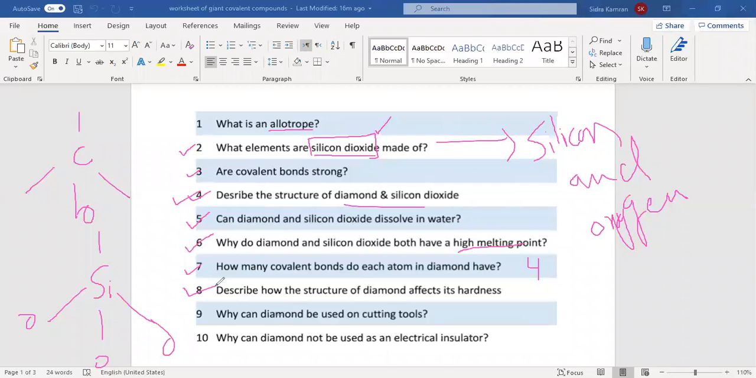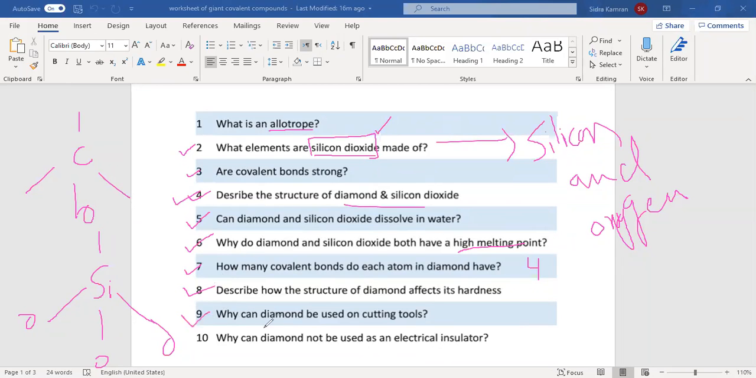Question number 8. Describe how the structure of diamond affects its hardness. Because of diamond's tetrahedral structure, it is hard. Yes, it is a very rigid network of carbon atoms held together by strong covalent bonding. Each time you have to explain that there are covalent bonds. Because covalent bonds are very strong, you need a lot of energy. So a tetrahedral structure, a rigid arrangement of atoms, and all strong covalent bonds are present. There are no weak intermolecular forces between the atoms. That's why it is very hard.